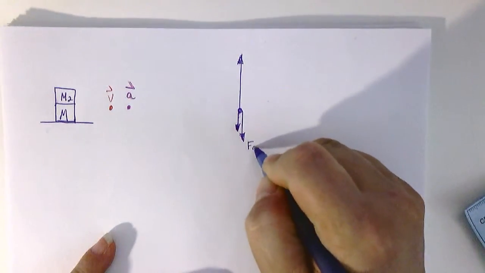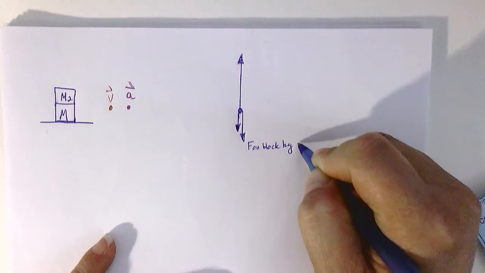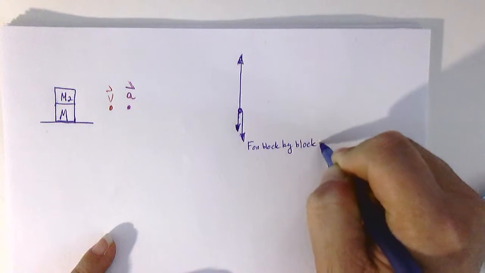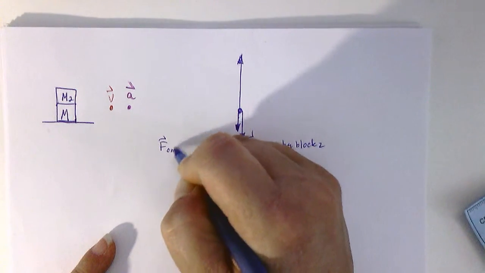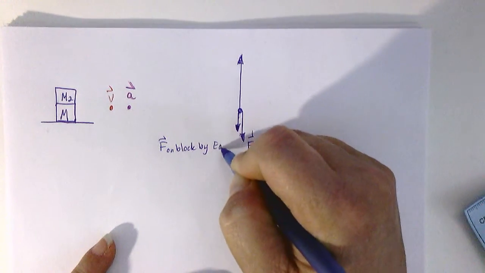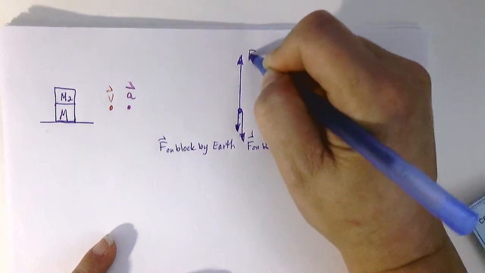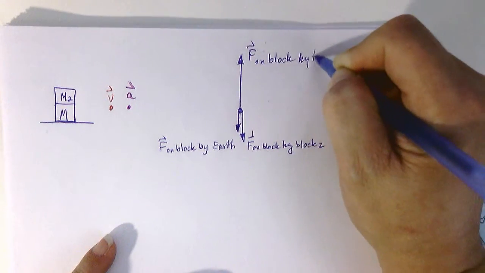So we have force on block by block 2, vector sign. We have force on block by Earth, and we have force on block by table.